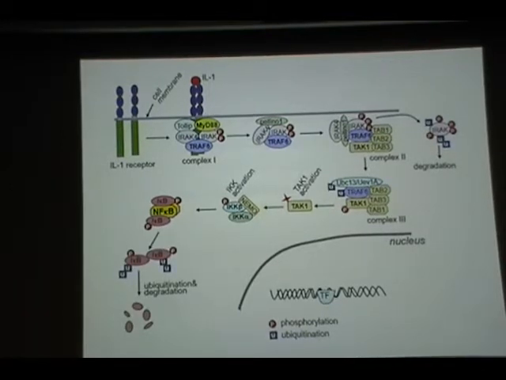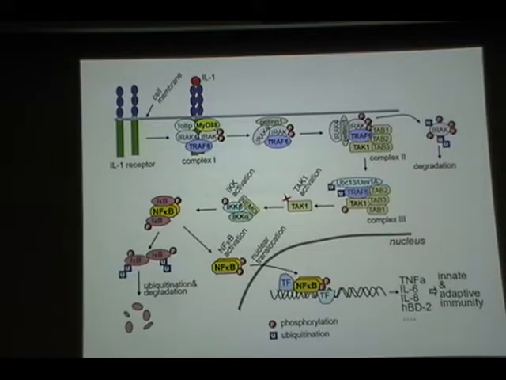Therefore, to induce I-kappa B, the inhibitory factor, degradation. Since I-kappa B is gone, NF-kappa B gets activated. Then it will migrate into the nucleus, bind to specific DNA, and activate expression of genes like TNF-alpha, IL-6, IL-8, and human beta defensins.